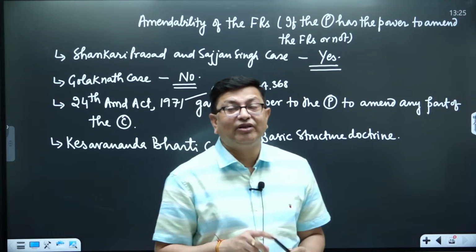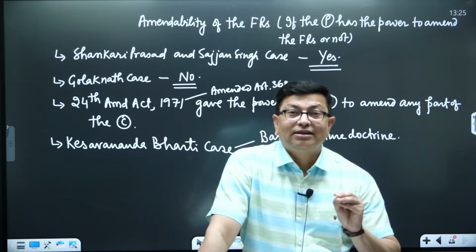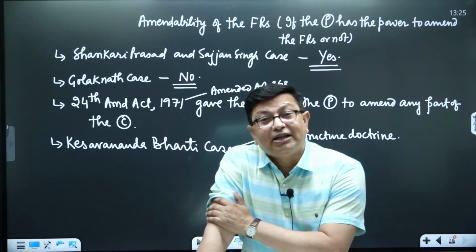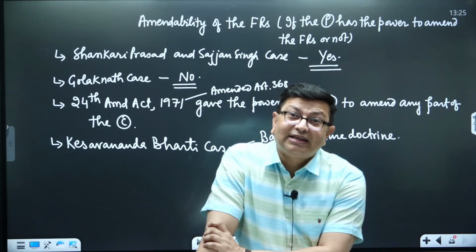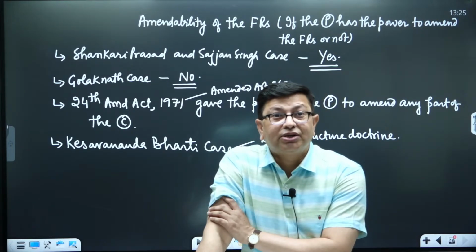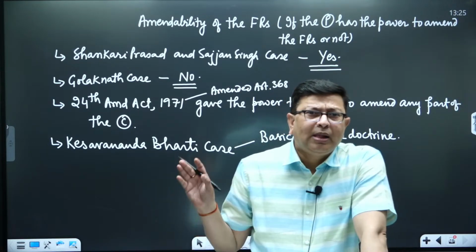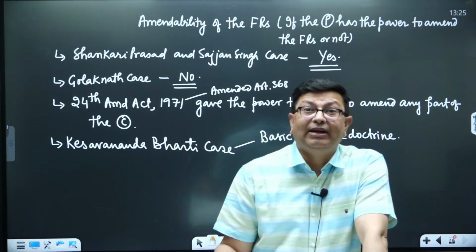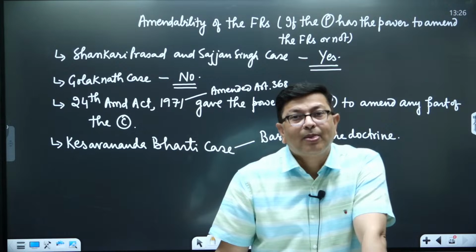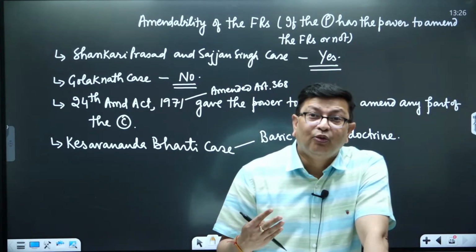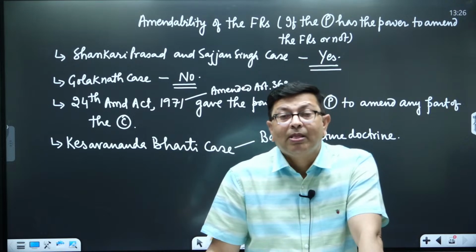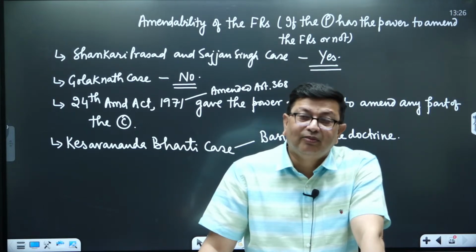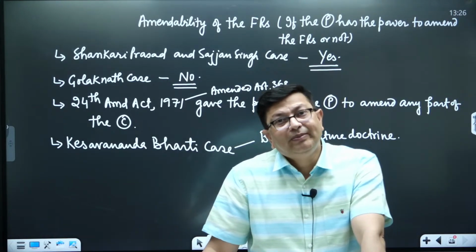And here the statement will be that the basic structure is a judicial innovation. And then after that, it is the Supreme Court which has to decide what the basic structures of the Constitution are. So, these are the aspects that can be expected in the preliminary examination. The important fundamental rights which can be there in the examination, like Article 14, 19, 21. These articles in brief, according to the needs of the examination, we will be discussing in the next session.